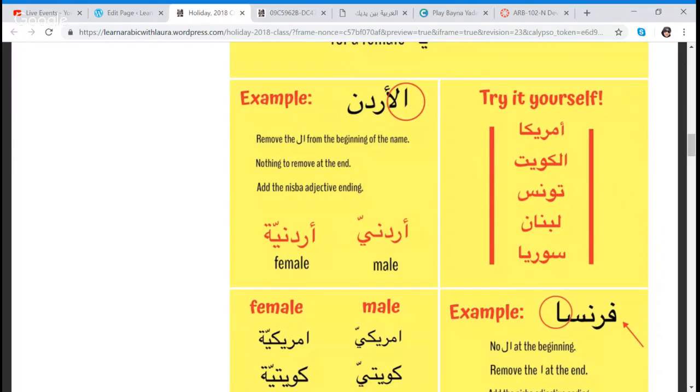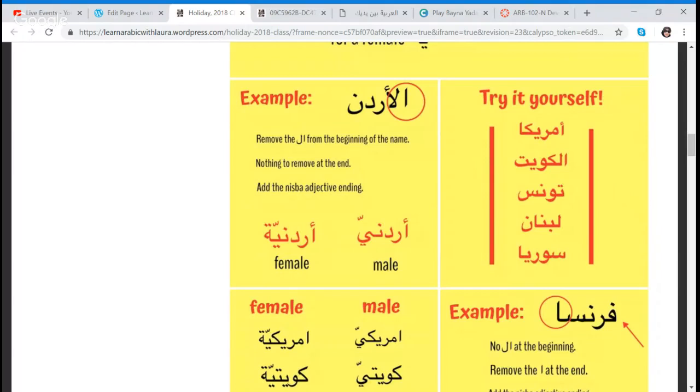Amriki, good. And what are you going to add for a female? The tamar buta. Not just a tamar buta. You have to add something before it. Oh, the ya. Okay, so it's ya with shedda and then tamar buta. Yes. Okay, so how are we going to pronounce that then? Amriki for a male. What about for a female? Amrikia. The shedda adds some added emphasis on it.